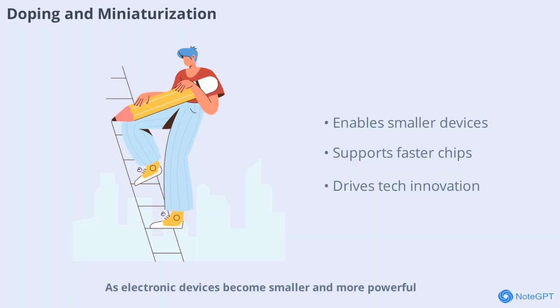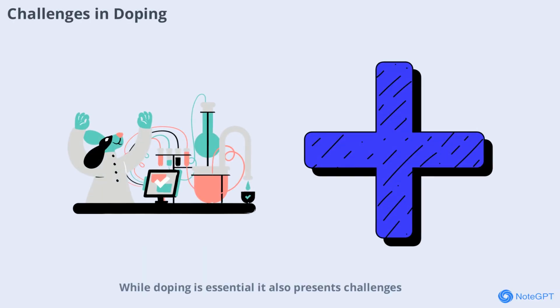efficient. As electronic devices become smaller and more powerful, the ability to precisely control doping becomes even more important. Advanced doping techniques allow manufacturers to create tiny features on microchips, enabling the development of faster and more efficient devices. This miniaturization has revolutionized the electronics industry, making it possible to fit incredible computing power into the palm of your hand.